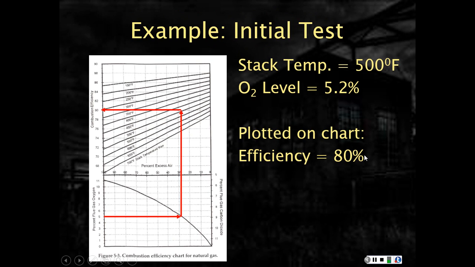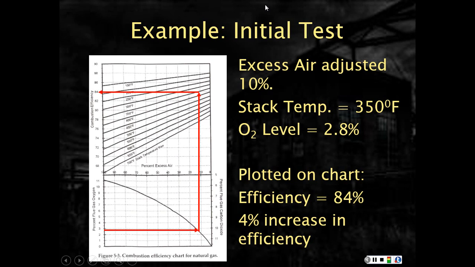So there's the example. Currently on my measurements, I measured an exhaust stack temperature at 500 and an O2 level of 5.2%. If I measure this across, come up, I had about 28% excess air. Go up to my stack temp of 500, go across, I'm currently at 80% efficiency.